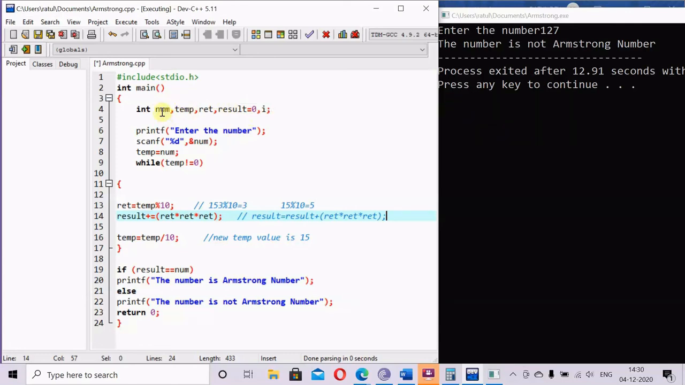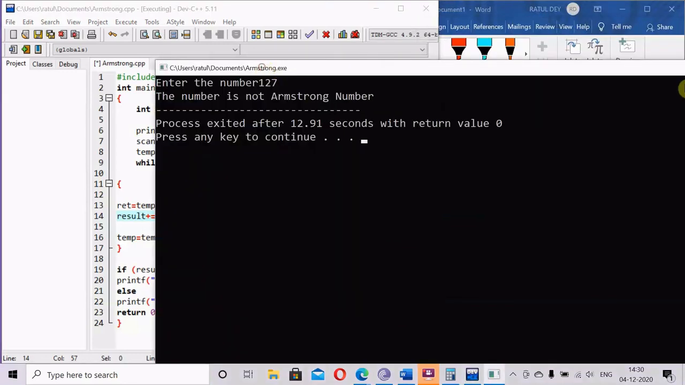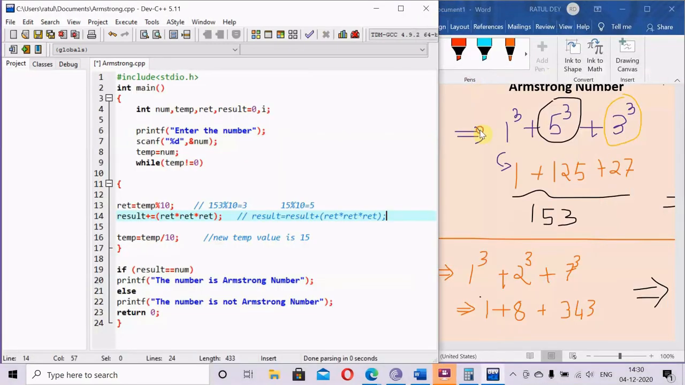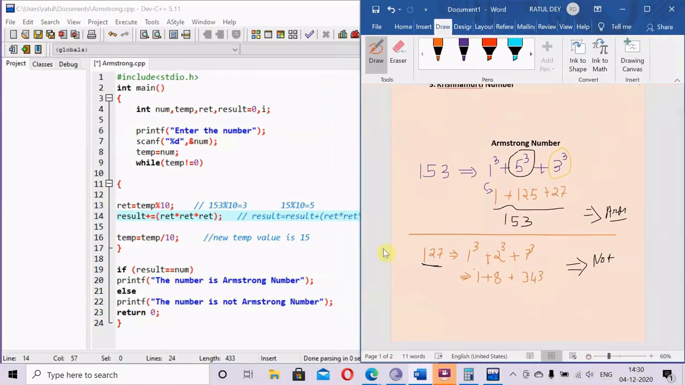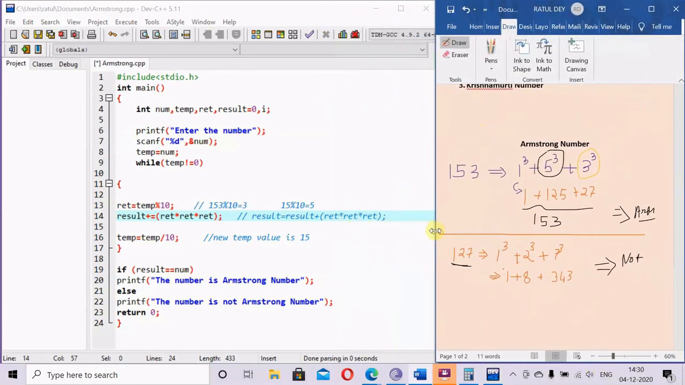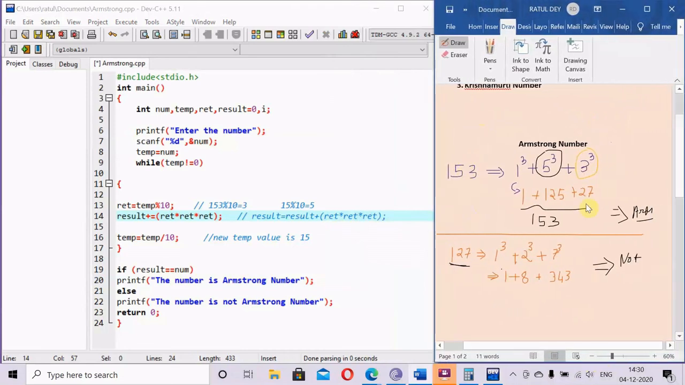Basically, if you consider this kind of expression, this kind of Armstrong number, you first have to be clear about what an Armstrong number is. So what is the Armstrong number? An Armstrong number is nothing but a number where, if you cube its digits and add them, you get the same number as the result.